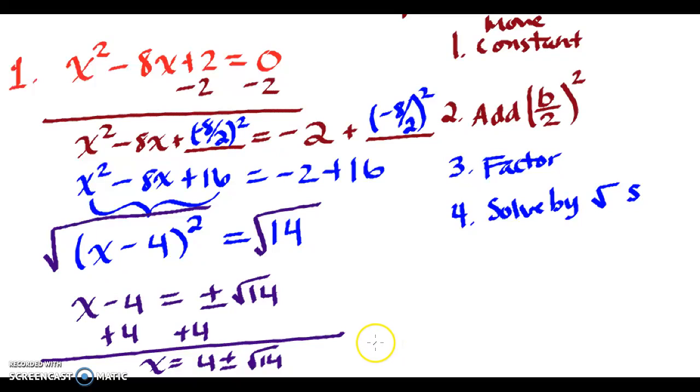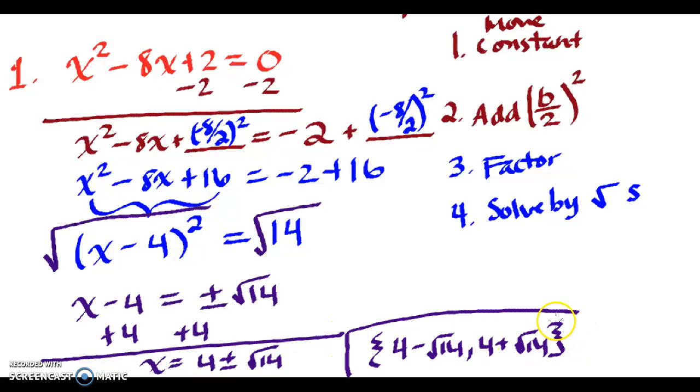And of course, I'm writing my solution as a set. So I'm going to have 4 minus root 14 and 4 plus root 14. And done.